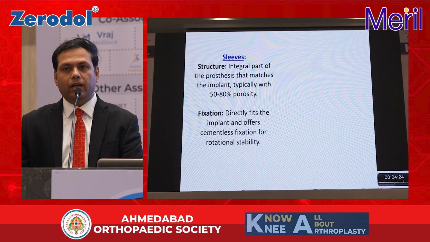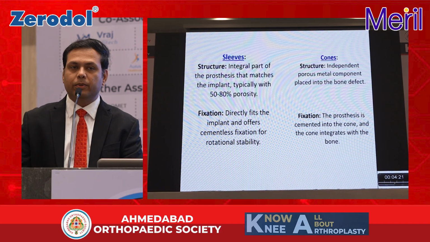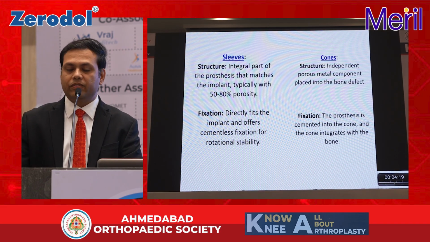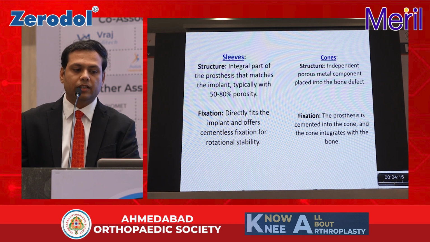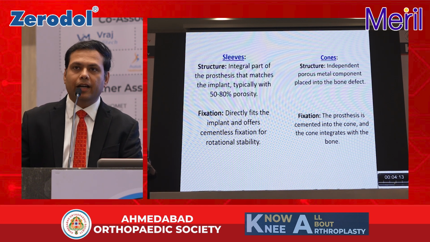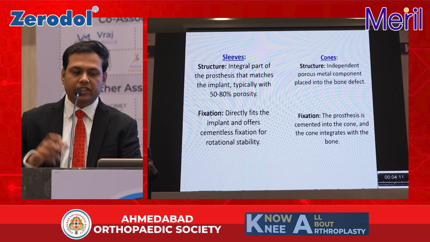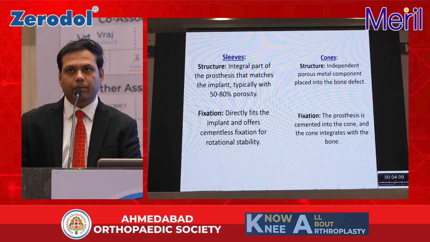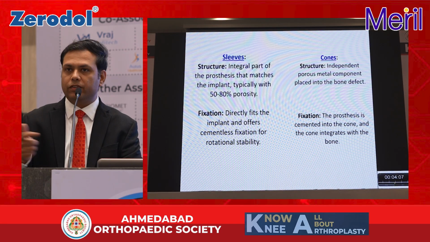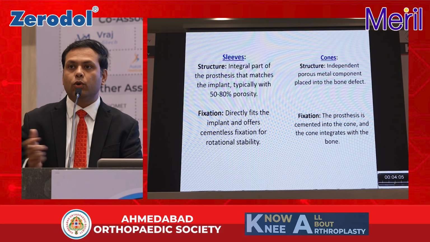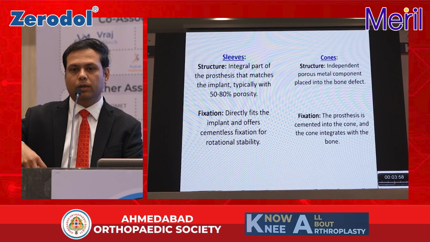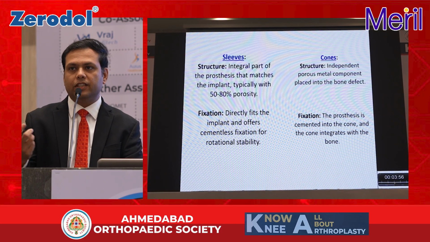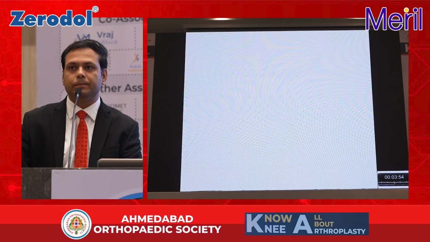Now again, I would like to explain a small difference between the sleeve and the cones, which many times we get confused. Sleeves are basically an integral part of the prosthesis that matches the implant, and the fixation directly fits with the implant, offers cementless revision and gives rotational stability. Cones are basically independent porous metal components which are placed into the bone defects. So then the prosthesis is fitted into the cones.